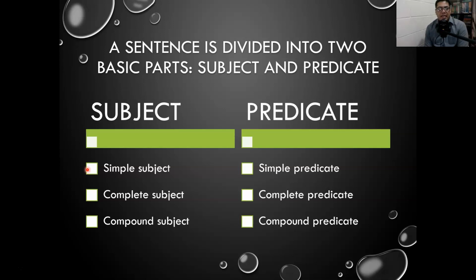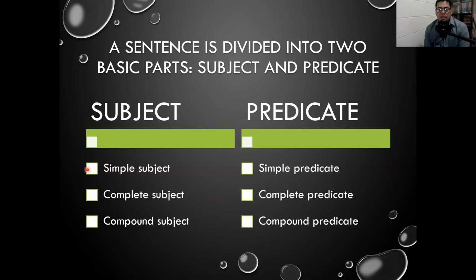Now let's talk about the simple subject. The simple subject occurs when you have only one word acting as the subject of the sentence. For example, if I say, "They did not come on time." Who is doing the action? Who did the action of not getting there in time? They. And we only have one word acting as a subject. They did not come on time. So the simple subject is "they."